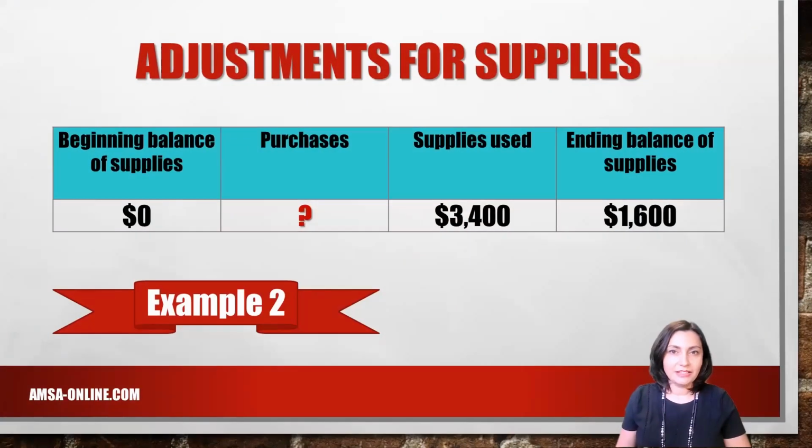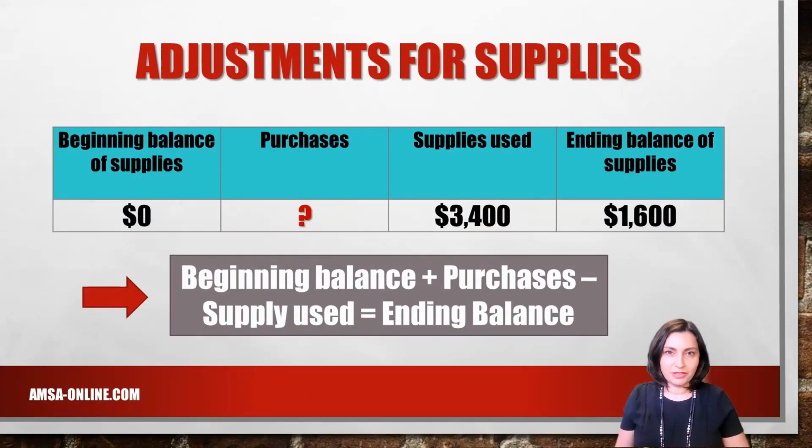Now let's look at the second example in which we calculate the amount of supplies purchased. In the second example, we assume that the supplies account has a $1,600 balance at the end of the year, and the supplies expense account has a balance of $3,400 at December 31st, year one. We need to determine the amount of supplies purchased during the year if year one was the first year of operations. Since it was the first year of operations, the beginning balance in the supplies on hand account is $0.